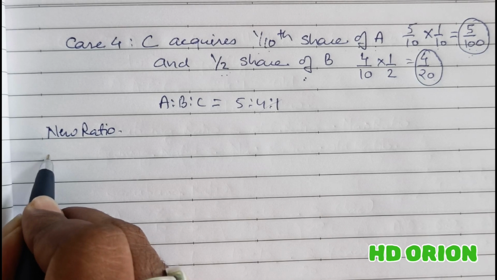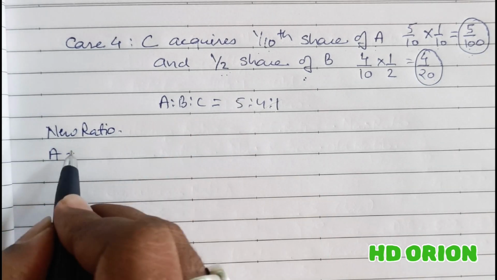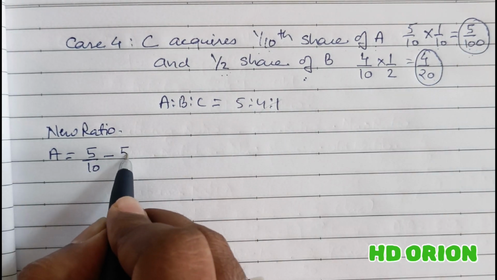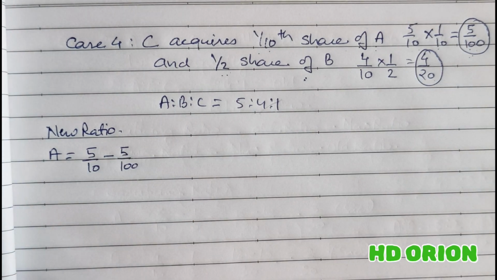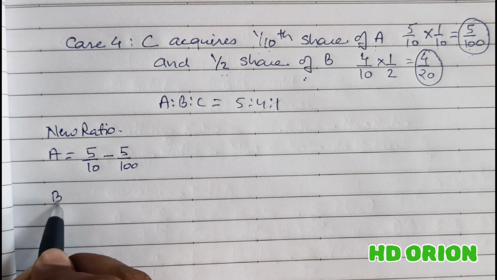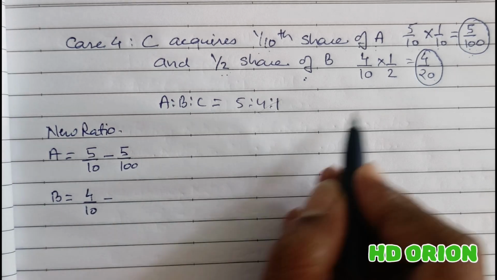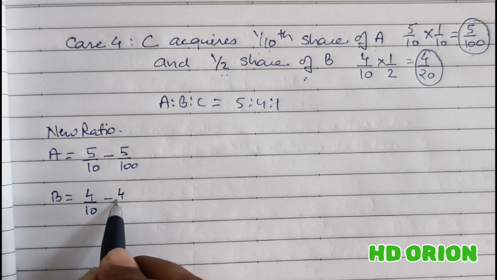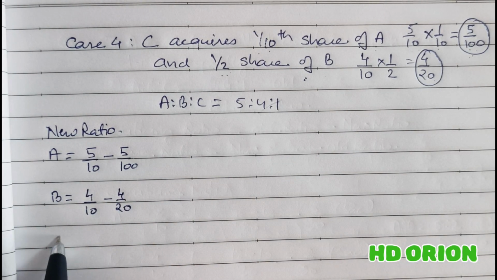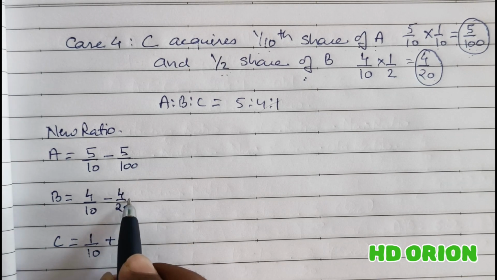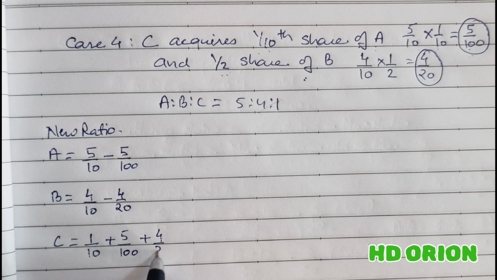New ratio for A. A was earlier getting how much? 5 by 10. Now this much portion goes to C. So 5 by 100 goes to C. Now for B, it is how much? 4 by 10 was the previous share in the profit. And now B has sacrificed 4 by 20 to C. Whereas for C, C was earlier getting 1 by 10. But now from A, C is getting 5 by 100, and from B getting 4 by 20.